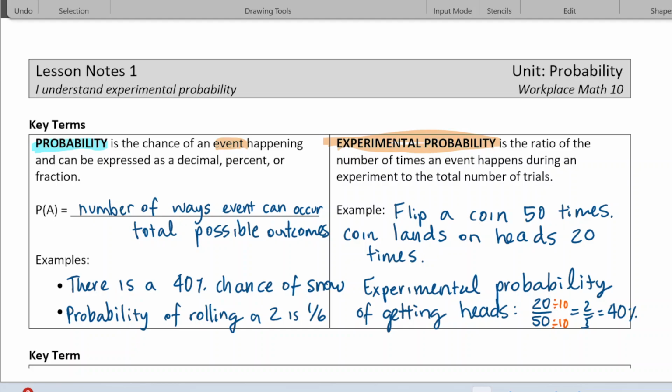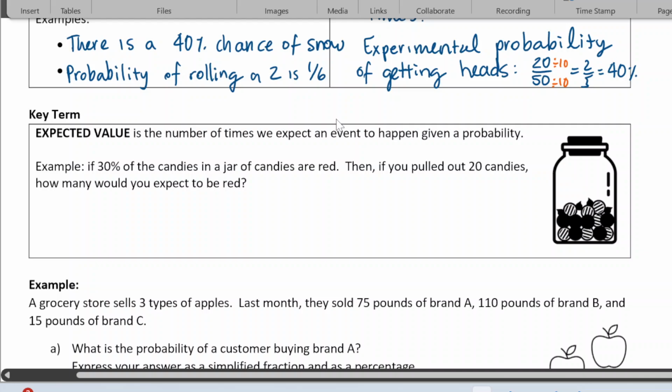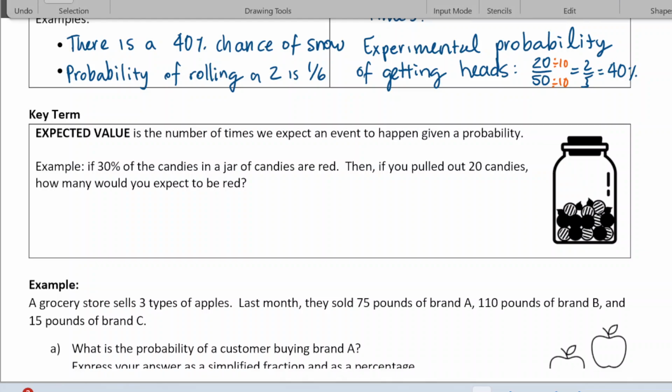So experimental probability is what actually happens, and theoretical probability, or just probability itself, is what you expect before you've actually run the experiment, that you can calculate. Those aren't always going to match, just due to random chance. Okay, so let's do some examples. Another key term here is expected value. That's what you're going to expect to happen. It's the number of times you expect an event to happen for a probability.